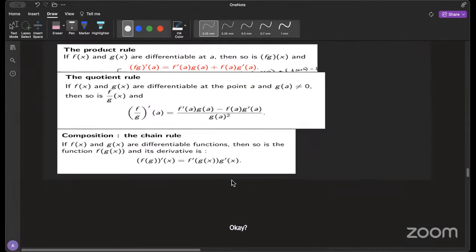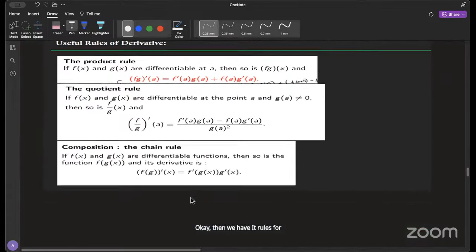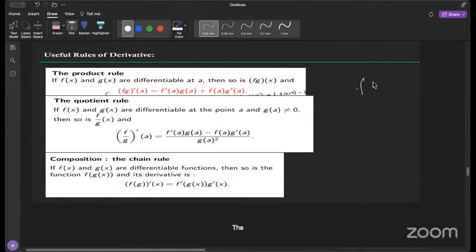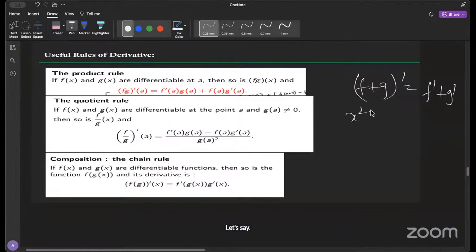Okay. Then we have the rules for differentiability. The first is your sum rule, where if you have to find the derivative of this thing, you simply find the derivatives separately. Let's just take one example. Let's take simpler examples, x plus x square. So the derivative of x is 1.